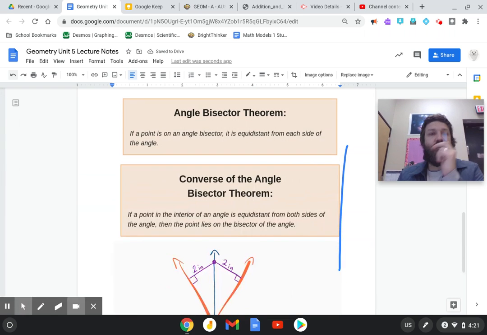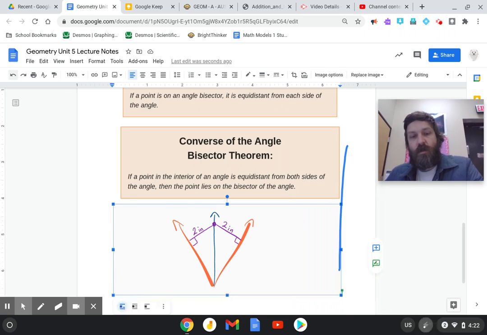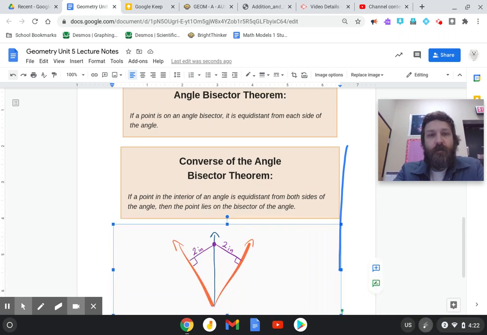The angle bisector theorem says if a point is on an angle bisector, then it is equidistant from each side of the angle. That's what you see here in purple. So here we have the angle in orange, and then we have the bisector here in blue, and then here in purple we have 2 inches and 2 inches. And that's illustrating what the angle bisector theorem says, which is that if a point is on the angle bisector, this purple point here, then it is equidistant from each side, 2 inches, 2 inches.